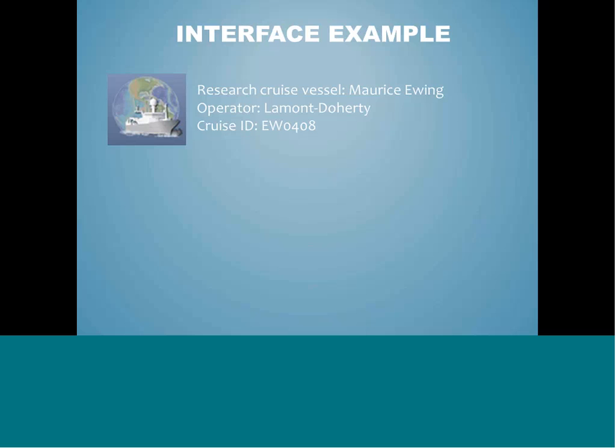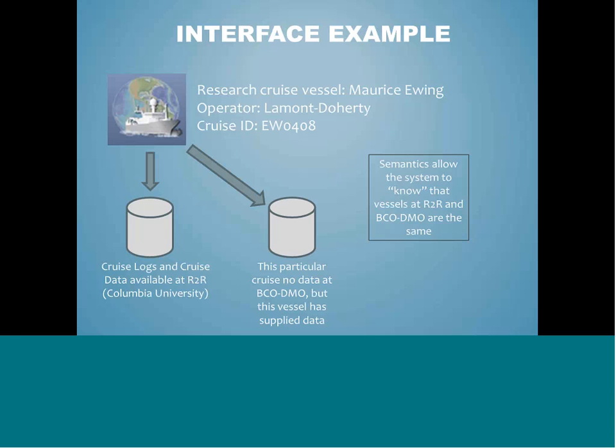So let's say that there's a particular research cruise vessel that we're interested in. We know that it's operated out of Lamont Doherty, and there's a particular cruise, EW0408, that we're interested in, that this vessel went on, and we're interested in what results from this particular cruise. So using this OCEANLINK portal, we can federate our query out to a number of different linked open data sets. We can identify that the R2R repository at Columbia has the cruise logs as well as the cruise data, and so we can supply you with links to go and actually download the data if that's what you're interested in.